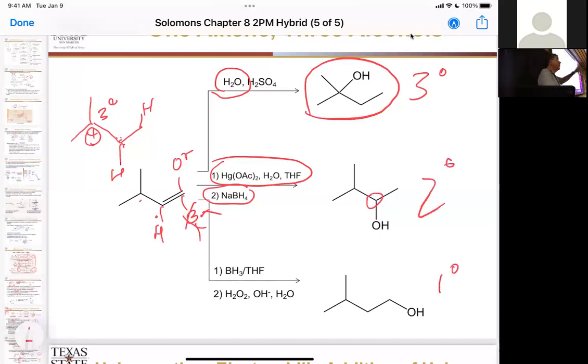So one reagent gives us tertiary with this substrate. One reagent gives us secondary. One reagent gives us primary, all from the same starting material. So selectivity is going to be really important. So you want to make sure that somehow your selectivity shows up on your reaction table.